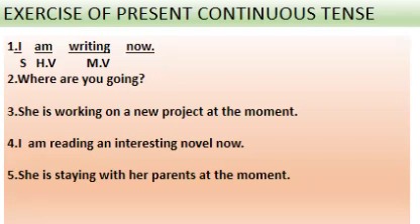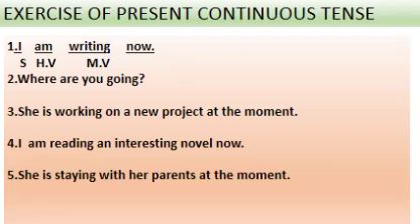So I am writing now. So here we are talking about I. So I is a subject and am is a helping verb and writing is a main verb. So in second sentence, you is a subject and are is a helping verb and going is a main verb, and where is a WH family word and it is an interrogative sentence.